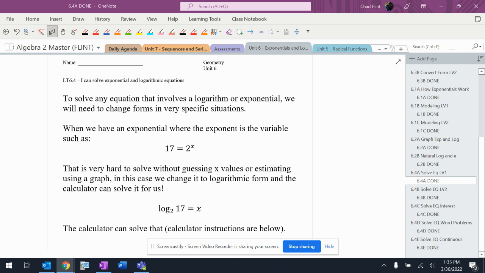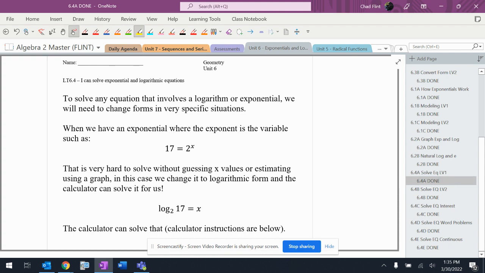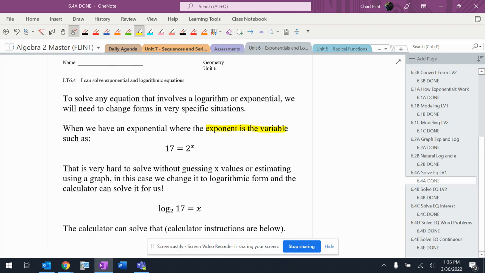Now is where we take everything that we've been doing, the switching, the modeling, all the different things, and we kind of wrap them all together so that we can actually solve some of these equations and figure out what we have to do. To solve an equation that involves a logarithm or exponential, we'll have to change forms, but only in very specific situations.